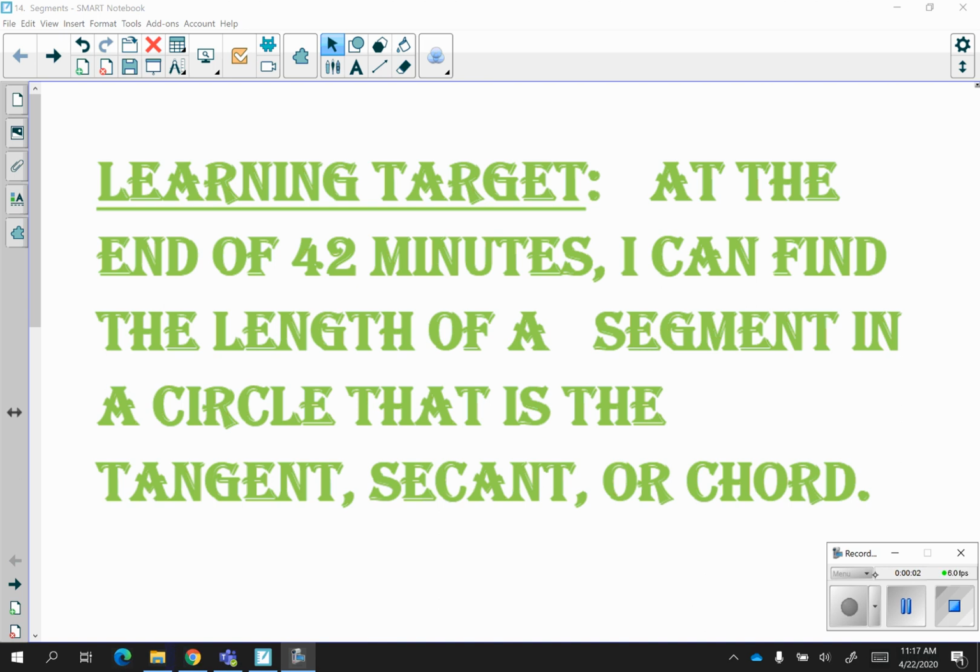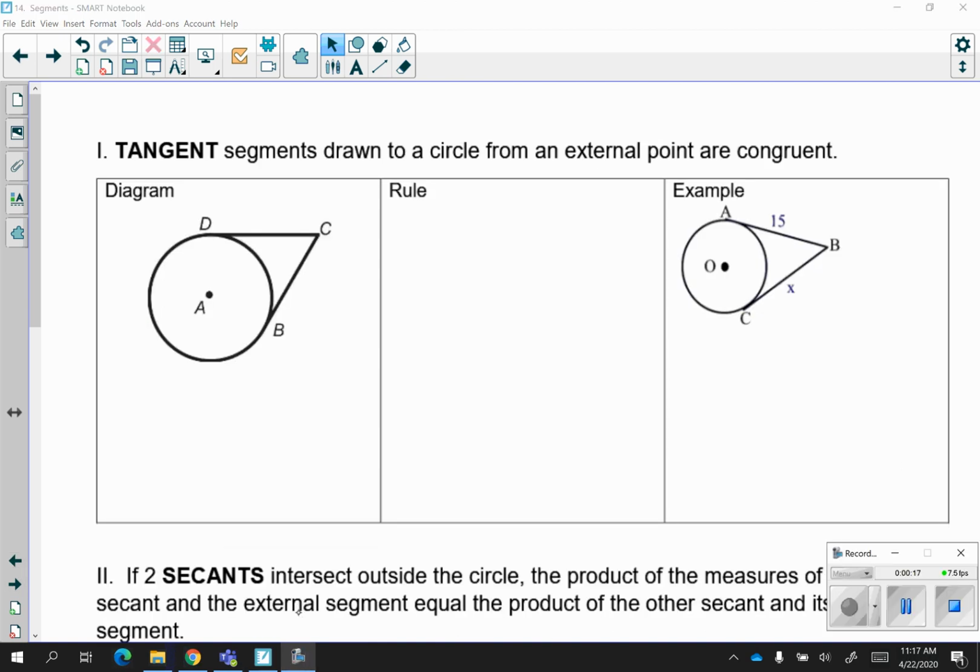Hello everyone. Today's learning target is, at the end of 42 minutes, I can find the length of a segment in a circle that is the tangent, secant, or chord. Today we are focusing on segments. We are not focusing on angles. Let's take a look at number 1.